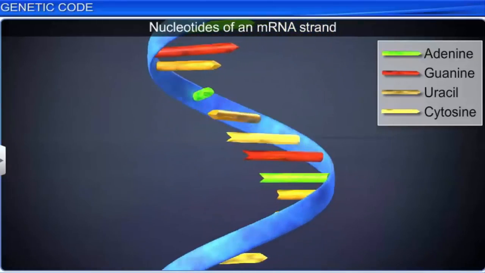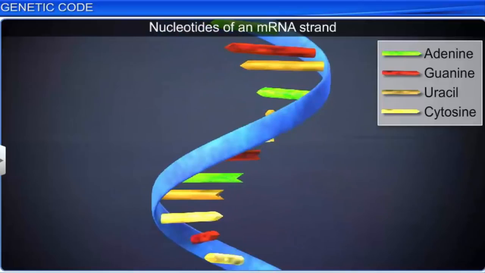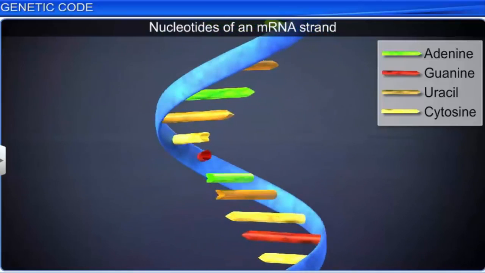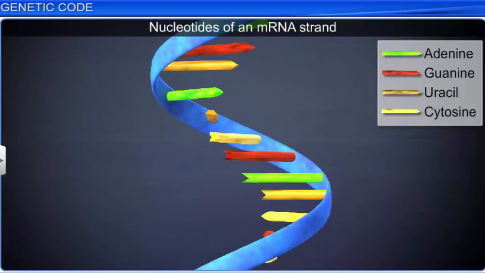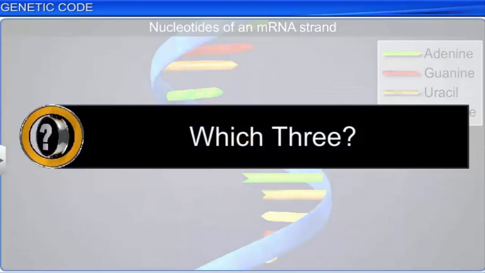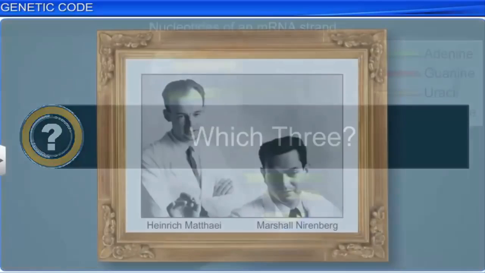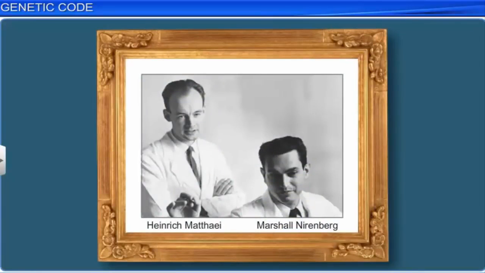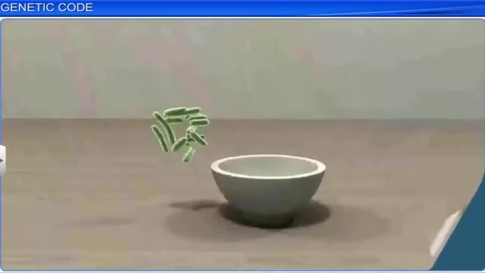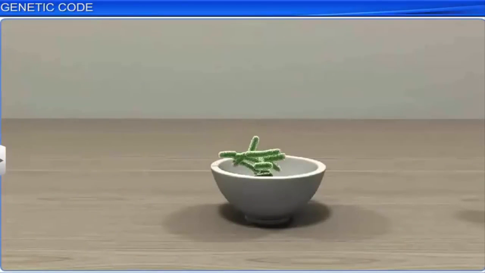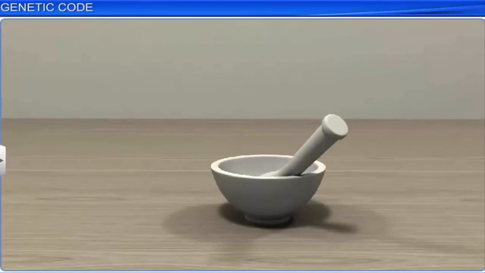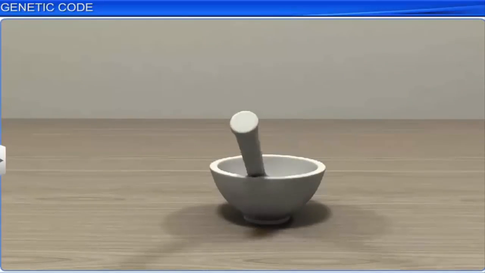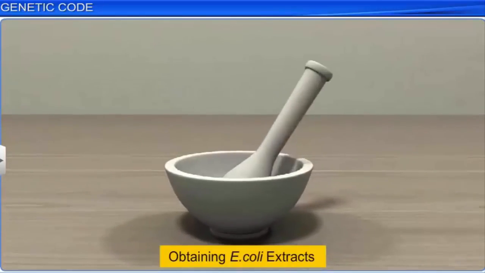Though scientists were now aware that a combination of 3 nucleotides was all that was required to make a particular code, they had another question: which combination of nucleotides coded which amino acid? The answer to these questions came from research scientists Marshall Nirenberg and Heinrich Matthaei. They created a free cell system by grinding E. coli bacteria using a mortar and pestle to obtain E. coli extracts.